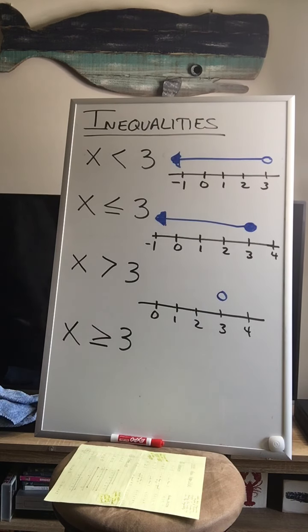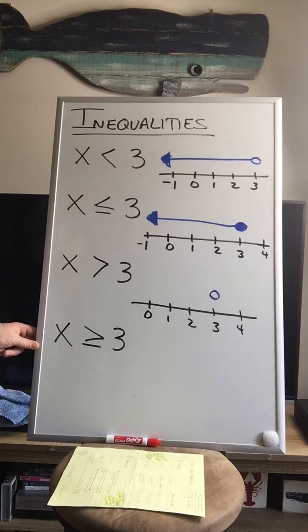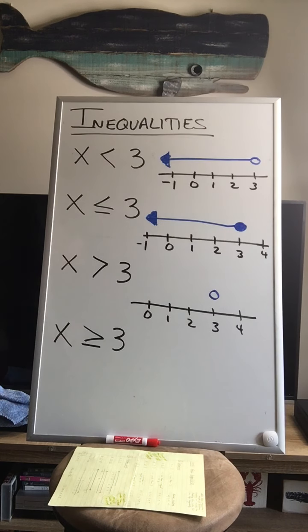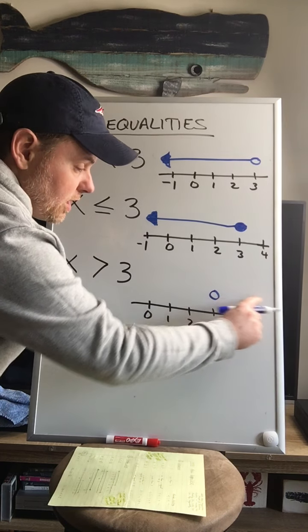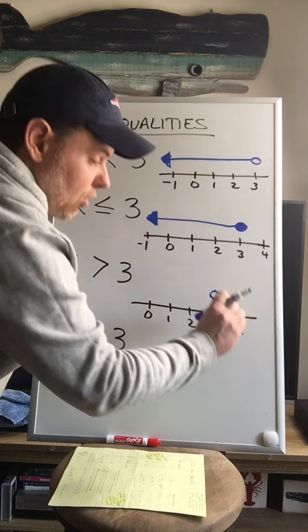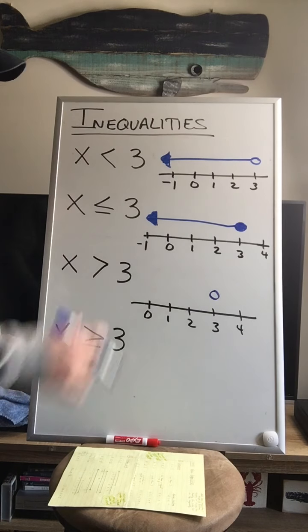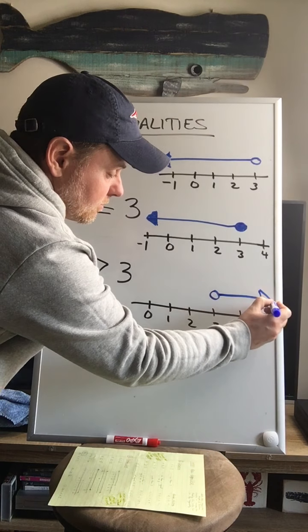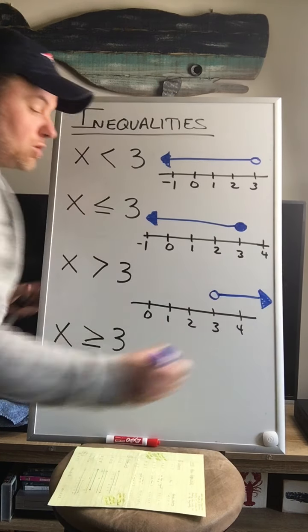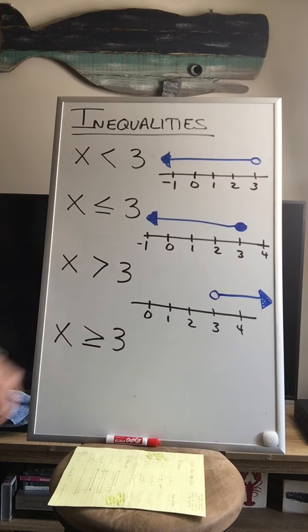But now for this one, the difference is that we're talking about where are the numbers greater than 3. So the numbers greater than 3 are over here. 4, 5, 6, and all the numbers that would be off the board. So when I make my arrow to show the solutions, I'm going to draw it going to the right, because that's where the numbers are greater than 3, over that way.